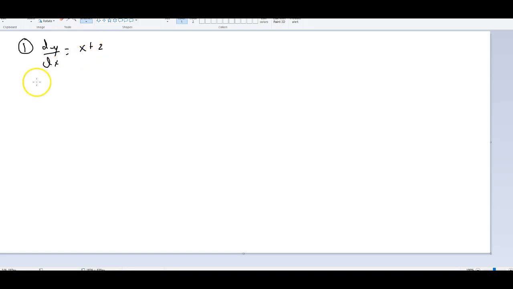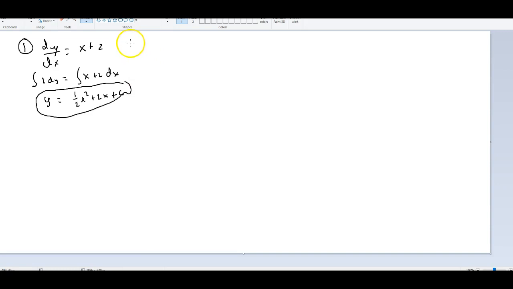Okay, so we're going to remember right at a 1 over here. 1 dy equals x plus 2 dx. I'm ready to integrate. My variables are separated. I get y equals 1/2 x squared plus 2x plus c. And there's my general solution to the differential equation. And again, you could have done this before we ever said the word differential equation, so don't panic.